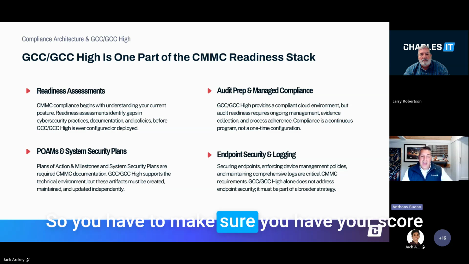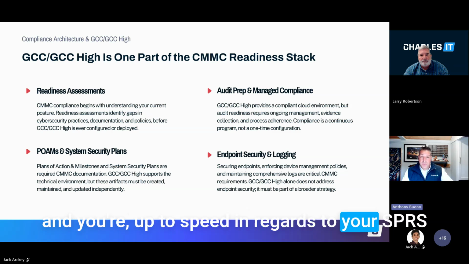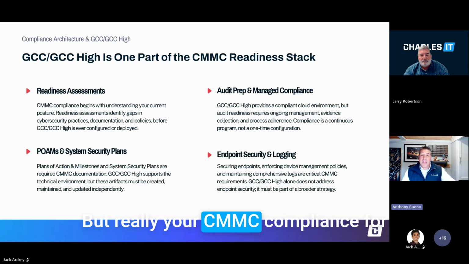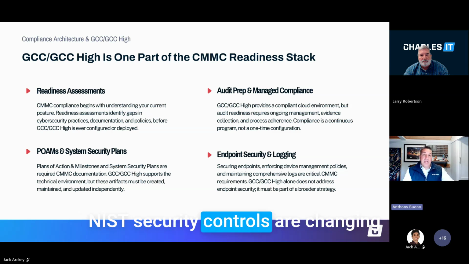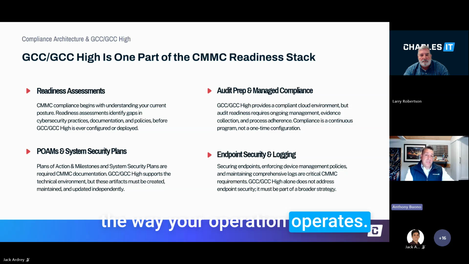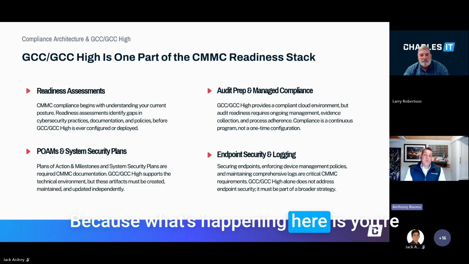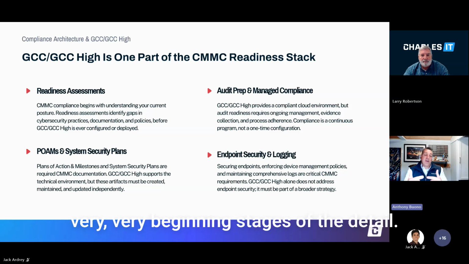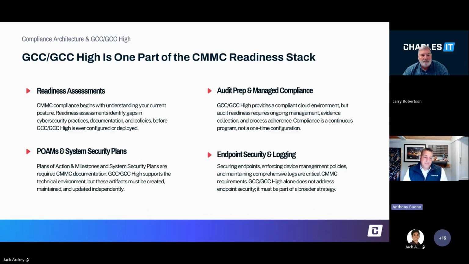So you have to make sure you have your score and you're up to speed in regards to your SPRS capabilities and what your SPRS score is, but really your CMMC compliance for NIST security controls, and changing the way your operation operates. Because what's happening here is you're bringing a new security architecture into play, and you need to prepare for that in the very, very beginning stages of the detail.